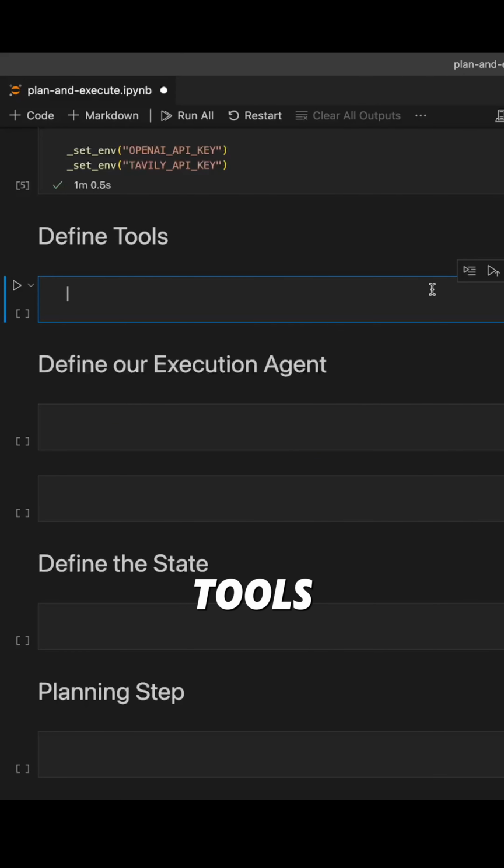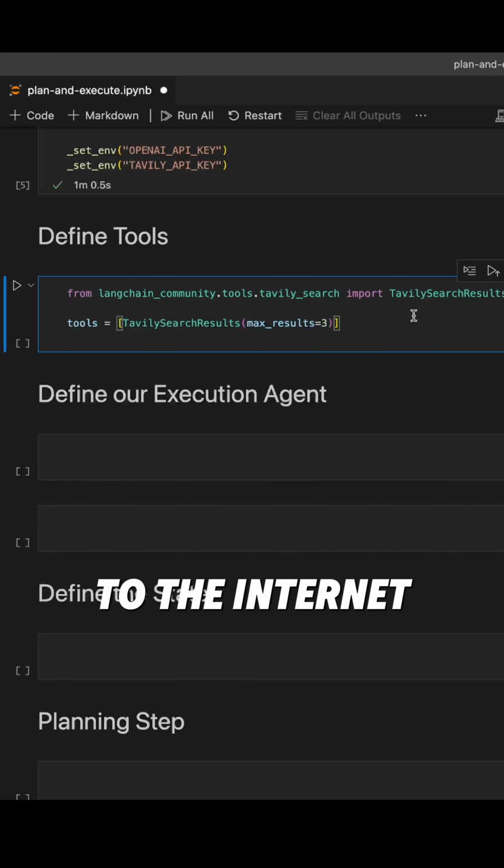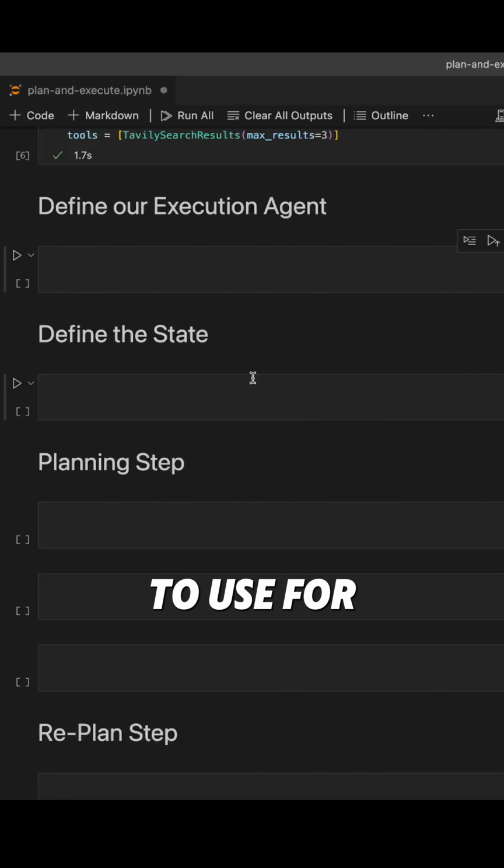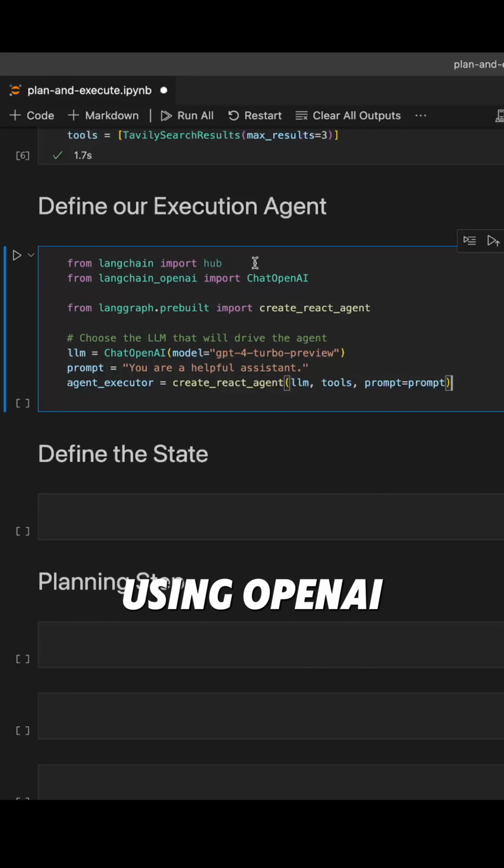We define our tools. So we want to connect the LLM to the internet. Therefore, we are using Tavily. Next, we define our execution agent, which we want to use for executing tasks. So here we are using OpenAI.